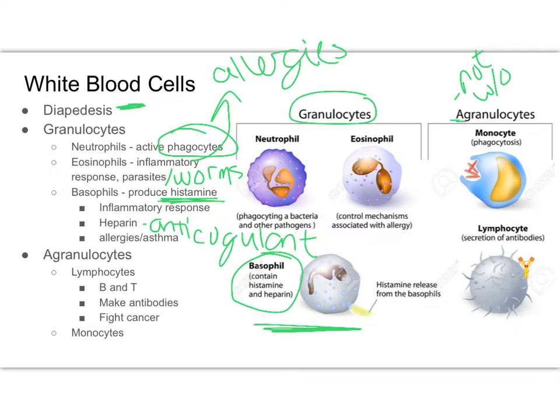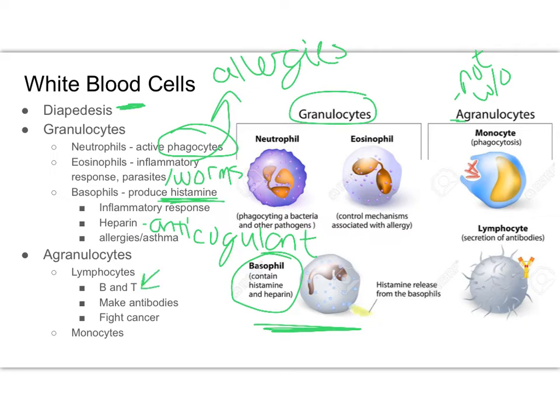Your agranulocytes, again, they don't have any granules in the cytoplasm. You'll notice how their cytoplasm looks clear, no little dots in them. And we have two basic types of these. We have lymphocytes, which behind our neutrophils are our most abundant. They're our second most abundant type of white blood cell. Okay, and we have two types of lymphocytes. We have B lymphocytes and T lymphocytes.